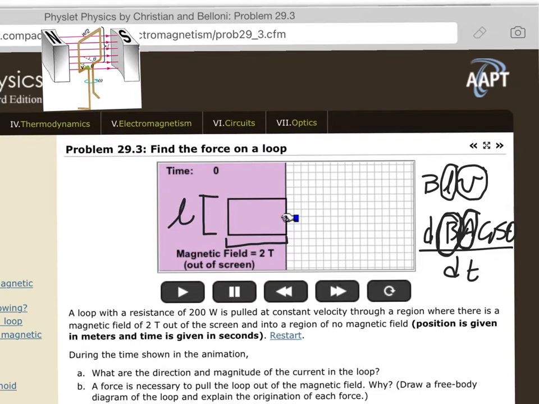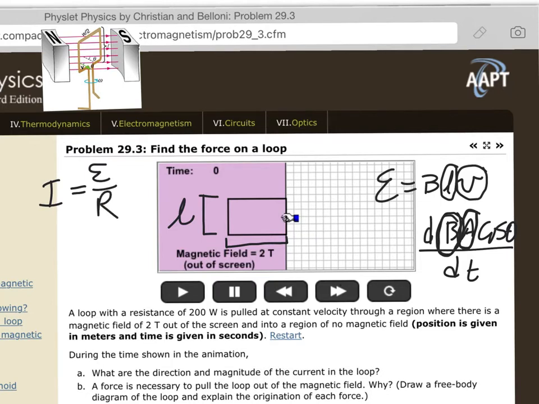And then that gives you the EMF, right? This is, in fact, the EMF. And remember, EMF is induced voltage from this motion. And so the current is just going to be, using Ohm's law, V equals IR, the V, or the EMF, over the R, and the R is given.